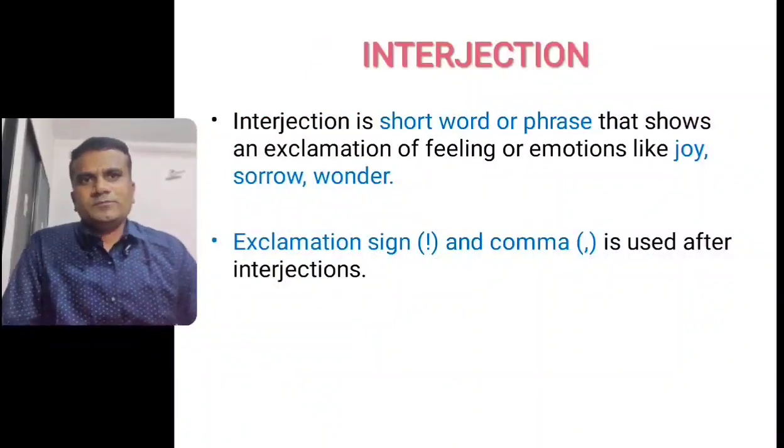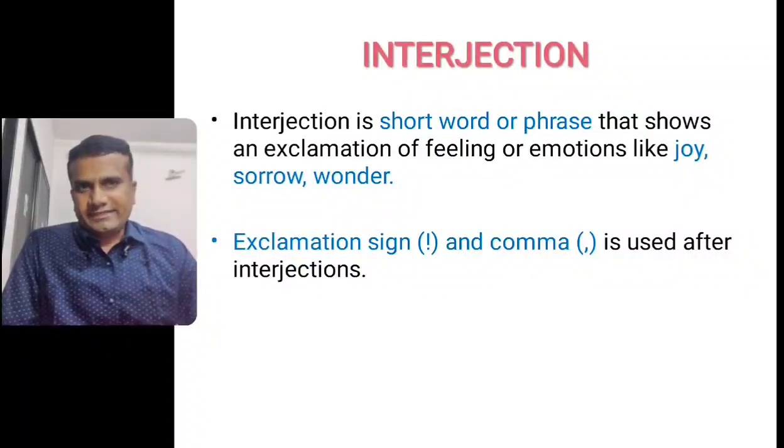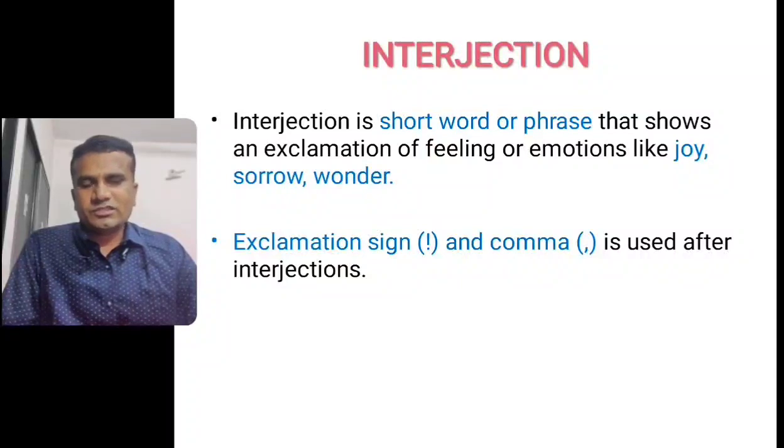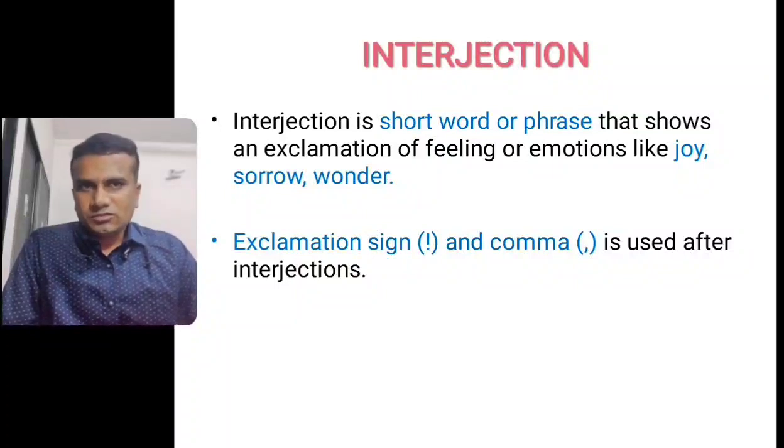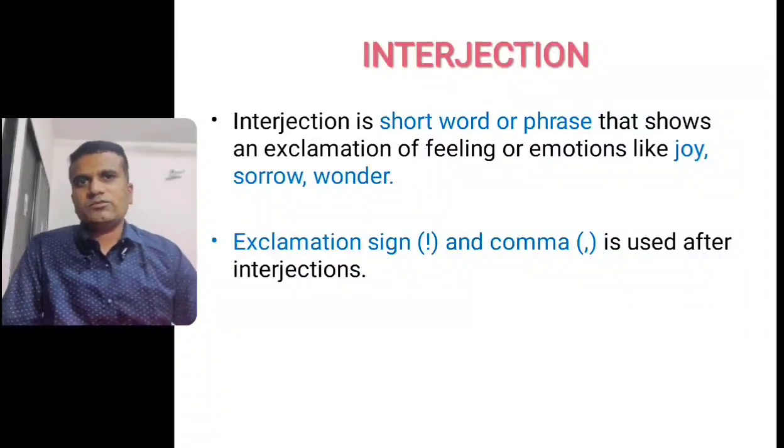Now we will turn towards the next part of speech, that is interjection. The definition of interjection goes like this. Interjection is a short word or phrase that shows an exclamation of feeling or emotions like joy, sorrow, wonder, etc. Exclamation sign and comma are used after interjection. Means we have to remember the exclamatory mark which is used after interjection. Sometimes a comma is also used after interjection. This is what we have to remember.